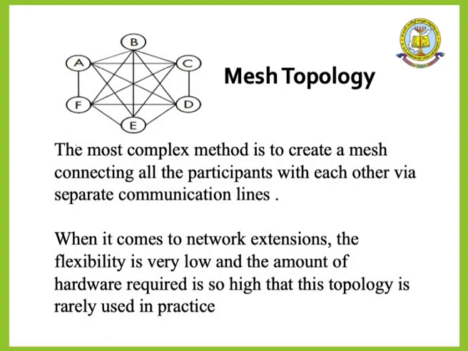For example, supervisor A wants to communicate with workers B, C, D, E. Now A can communicate directly through a separate communication line with B, a separate communication line with C, a separate communication line with D or with E. This kind of arrangement, where each participant can connect with the other participant through a separate communication line, is called your mesh topology of communication.